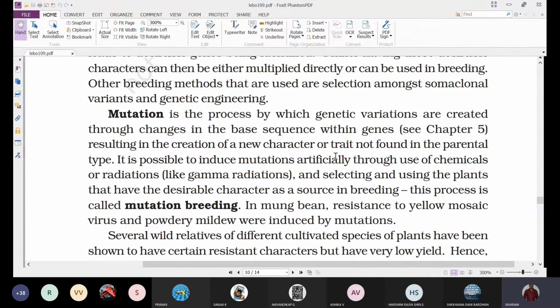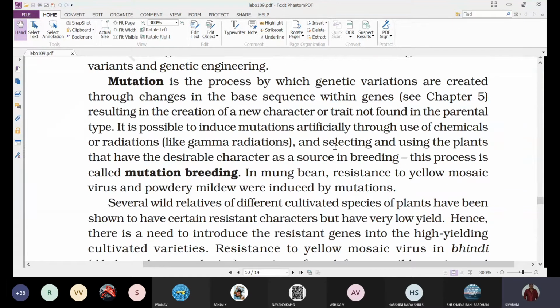It is possible to induce mutations artificially through the use of chemicals or radiations like gamma radiations, X-rays, UV rays. By using these radiations or certain chemicals, we can induce mutations. That means we can create a change in the genetic material artificially. After creating mutations, when we are exposing to chemicals or certain radiations, what changes are observed? We don't know.